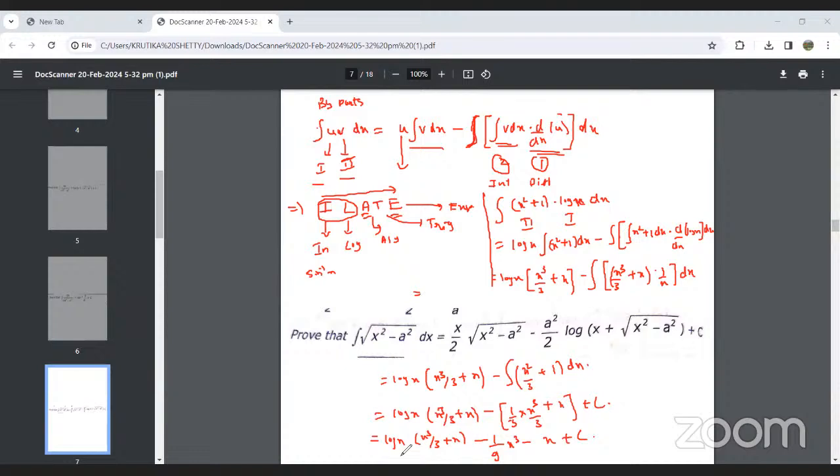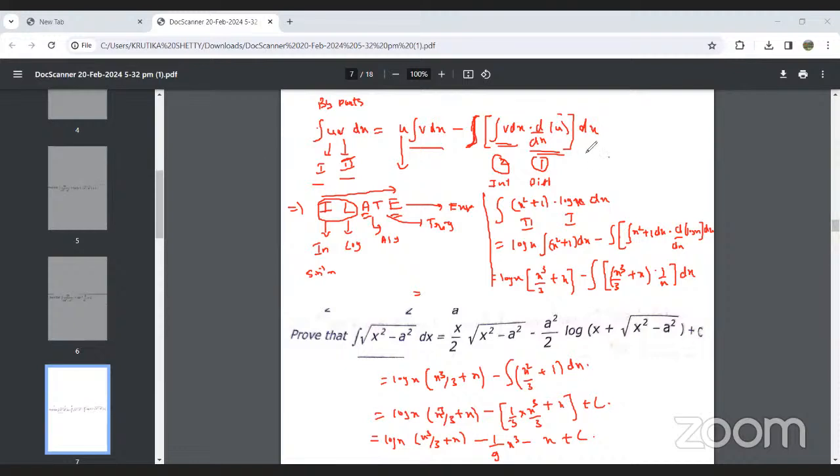This will be the answer as per by parts. Here we have considered the first function and the second function as per the ILATE rule. By making use of the same rule, now we will discuss the property. Hope the example is clear. If there is any doubt in any of the steps, you can ask in the chat and put the question. If you know this by parts rule, we can easily solve the property. No doubts? Okay. While discussing, you can ask.